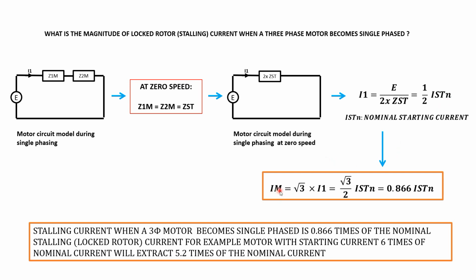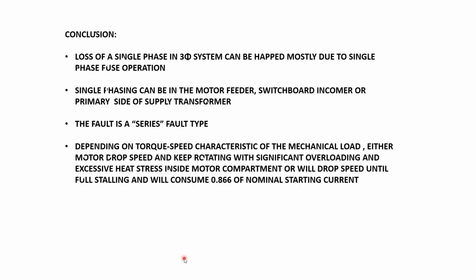But the motor draws square root of 3 times I1. So it's about the square root of 3 divided by 2, so it's 0.866 times IN. So just remember that this starting current is not exactly the same as the nominal starting current. For example, if it's 6 times the nominal current for starting, then it draws 5.42 times. So that's all about this.